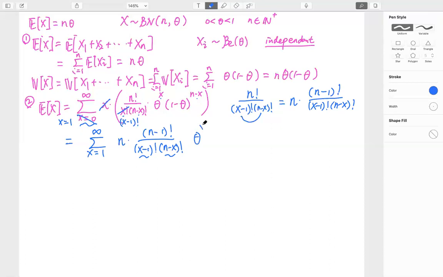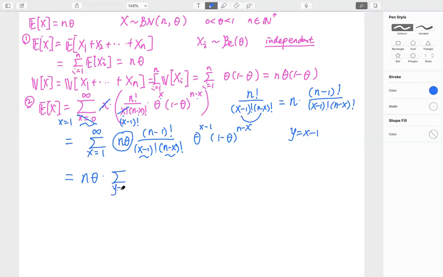So I'm going to break this as x minus 1, leave the x outside, leave the theta outside. So I don't change anything. 1 minus theta to the n minus x. Because this is a constant, it has nothing to do with x, let's factor it out. Now let's introduce, let's say, y equals x minus 1.